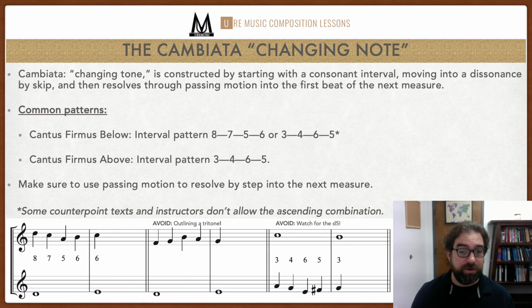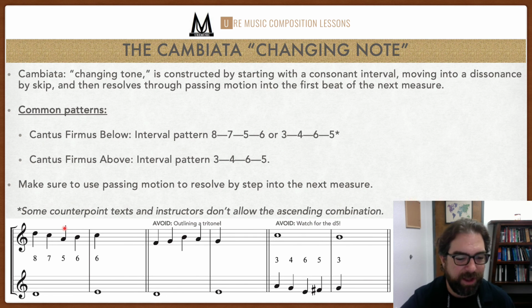So the next device we're going to talk about is the Cambiata. It's an Italian word, and it translates roughly into changing note, changing tone. And what it is, if you look at this first example, you effectively have a consonant note that then moves into a dissonance, and then that dissonance doesn't resolve. So it would appear that we're leaving that dissonance unresolved, but that's not what's really happening.